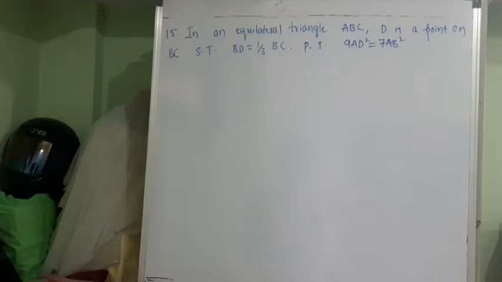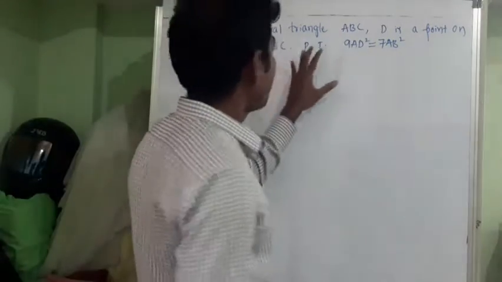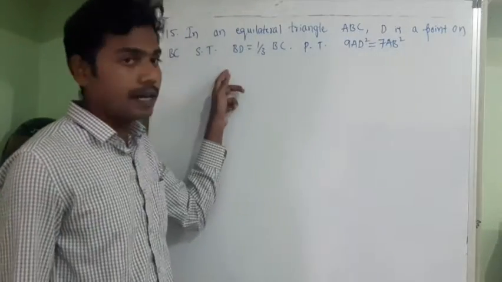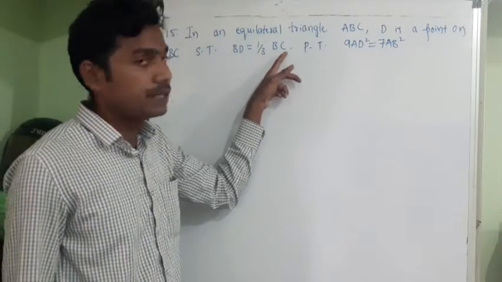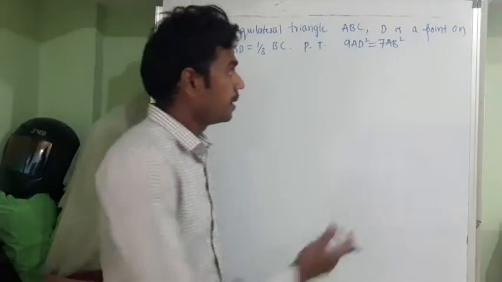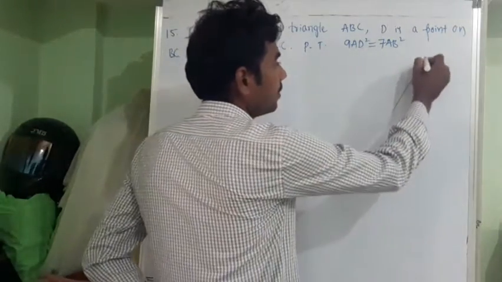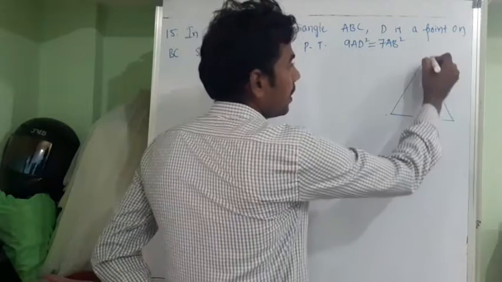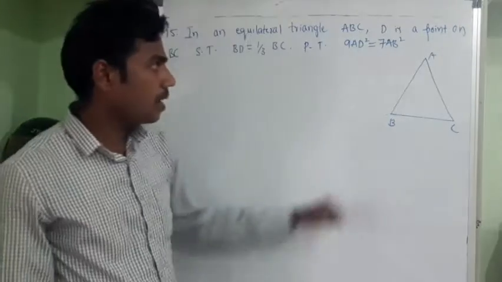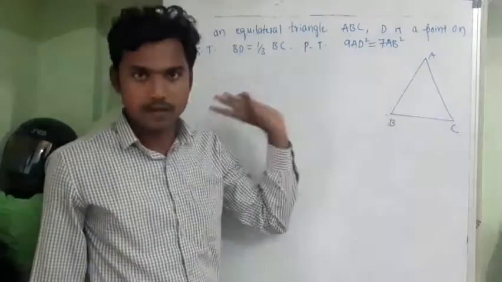So next, 15th question. In an equilateral triangle ABC, D is a point on BC such that BD is equal to 1 by 3 BC. Prove that 9 AD square is equal to 7 AB square. So there is an equilateral triangle ABC. What is the property of an equilateral triangle? All the 3 sides will be equal.